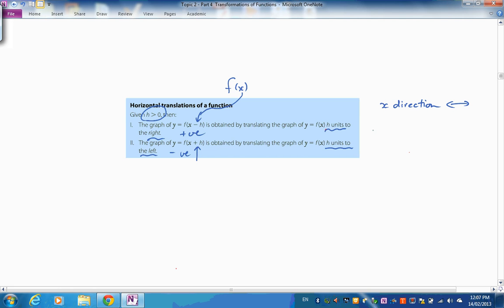So the movement is actually in the opposite direction to the sign of the constant. Opposite direction to the sign of h. Now we really do want to investigate those two as to why that happens. Okay, well let's come down and do a little bit of investigation.